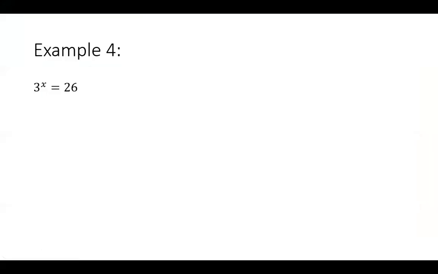So we're now in box 3. In box 3, we have 3 to the x equals 26. We're going to go through our steps to solve it. So step 1 is to make sure that your exponent is by itself. Is our exponent by itself? Yes, so I'm good to keep going. Step 2 is I'm going to take the log of the same base on both sides. So I'm going to take the log base 3 of both sides.